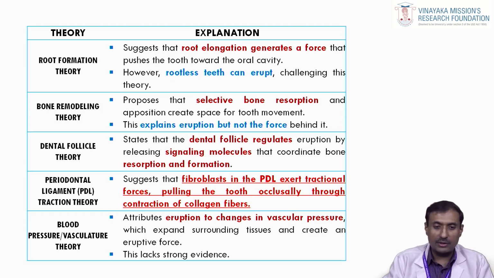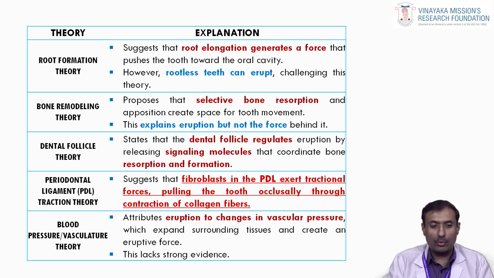So in the root formation theory, as I said, the key words are root elongation generates a force, therefore pushing the tooth towards the oral cavity. But this theory couldn't explain the fact that certain rootless teeth can erupt. So what is the reason for that? What is the source for the pressure is not explained in this theory.